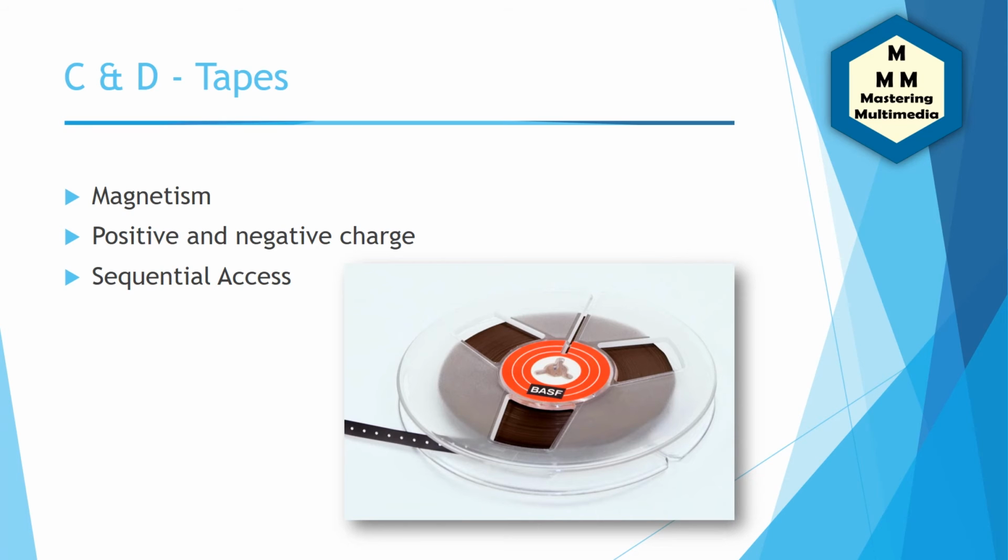Tape. Tapes use magnetism to store information. When a tape is written to, it positively and negatively charges parts of the tape. This is then turned into ones and zeros for the device to interpret.